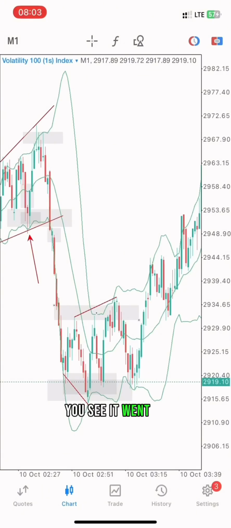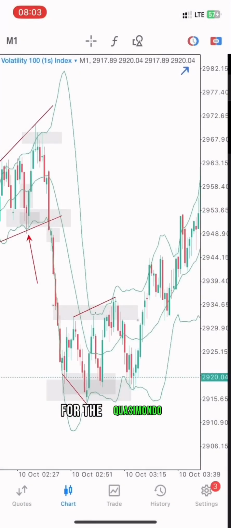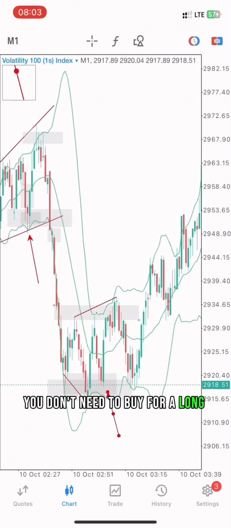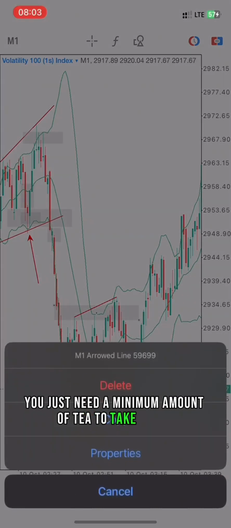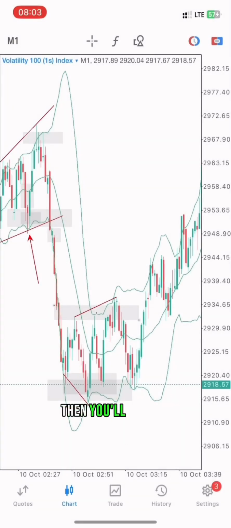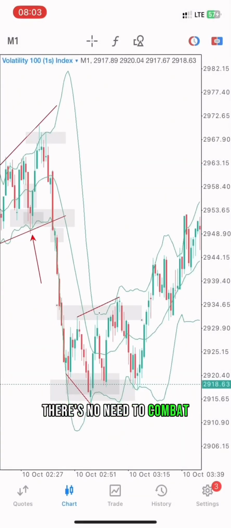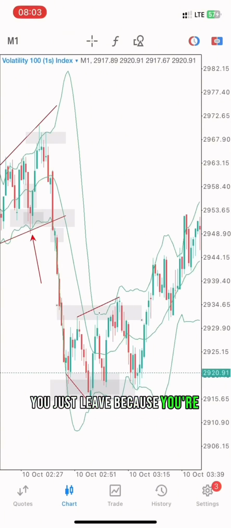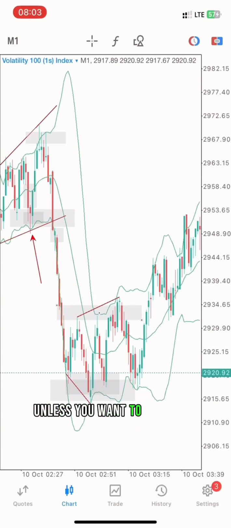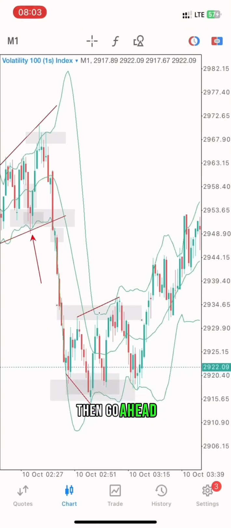You see it went up, and most people make the mistake of buying for a long time. As I've always told you, for the Quasimodo, you don't need to buy for a long time. You just need a minimum amount of take profit, and after that you'll be done. There's no need to compete. This is the market, okay? Once you get enough, you just leave, because you're scalping. Unless you want to hold, then that's fine, go ahead.